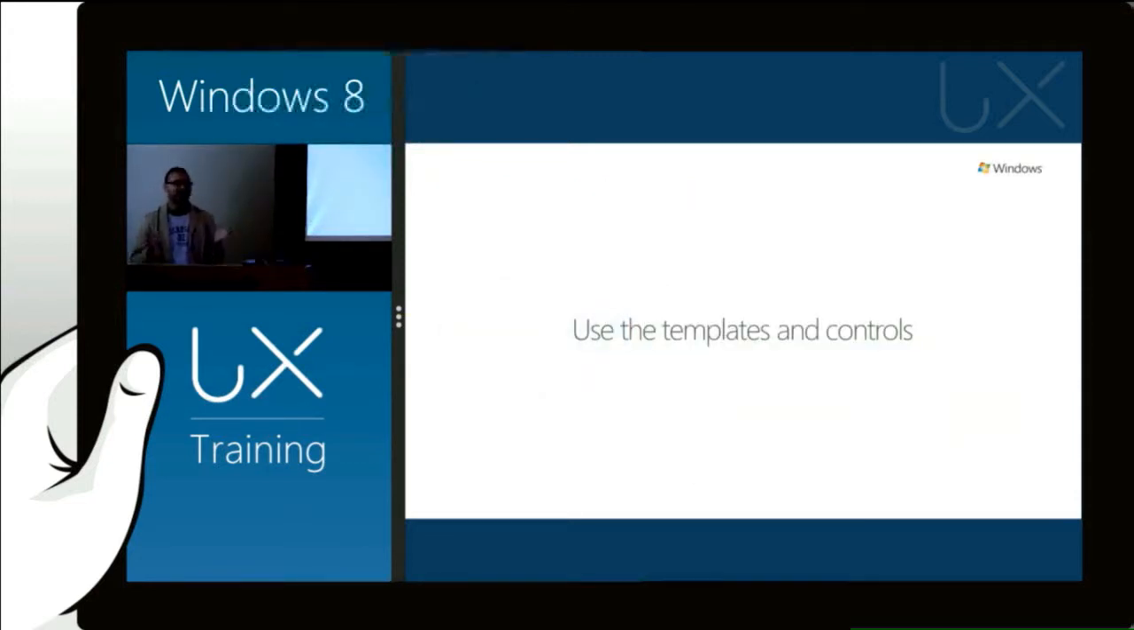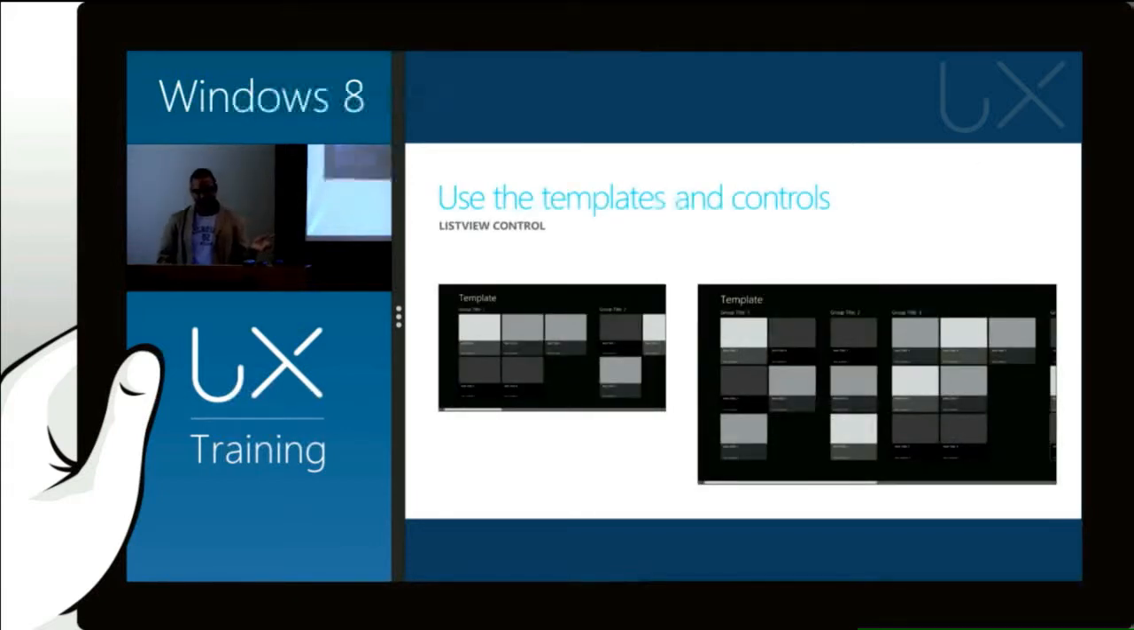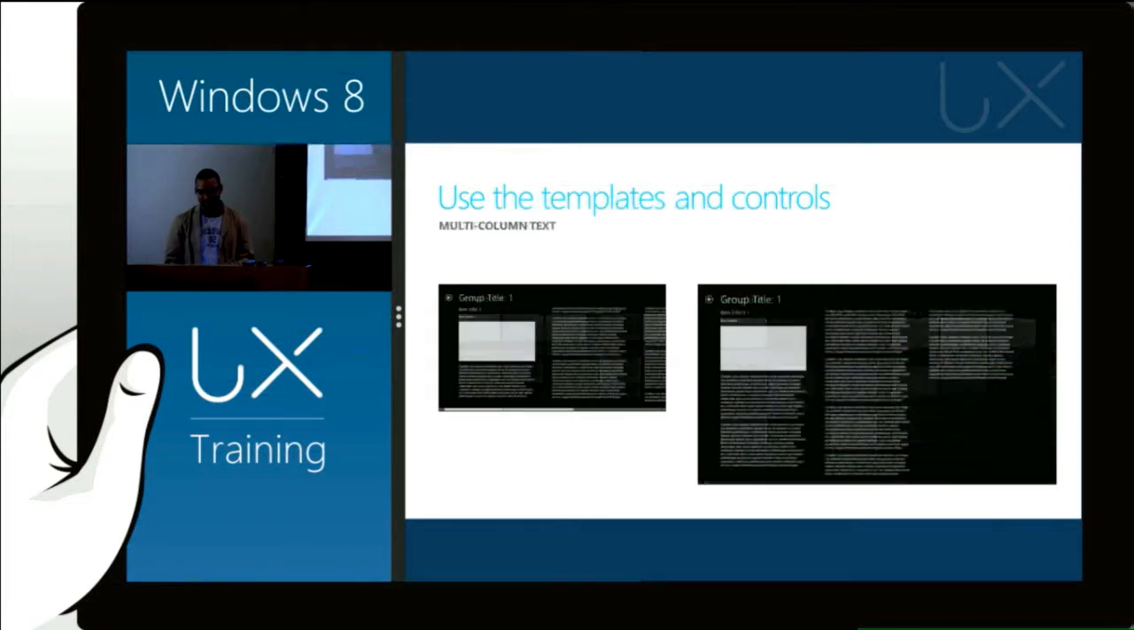However, just a big pitch for all the work that we've done in the tools and in the controls, we've done a lot of the heavy lifting for you. If you're using our templates and controls, then a lot of this thinking has been done for you. So here is one of the standard grid templates that comes with Visual Studio. On a larger screen, it just brings in more items into the list view. And the list view control is another example of something that does this work for you.